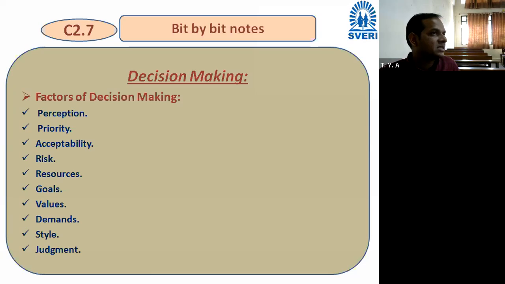Then next one is acceptability. So you have to think like whether this decision will be acceptable or rejectable in nature. People will accept or reject it. So this is also one of the aspect you people have to consider while taking decision. Risk.